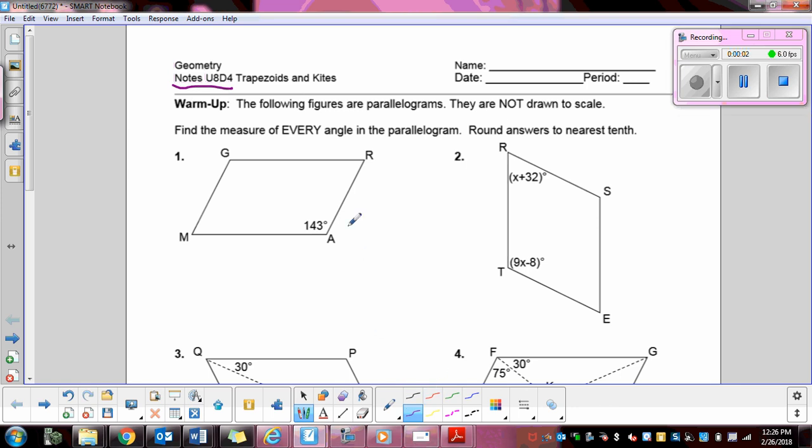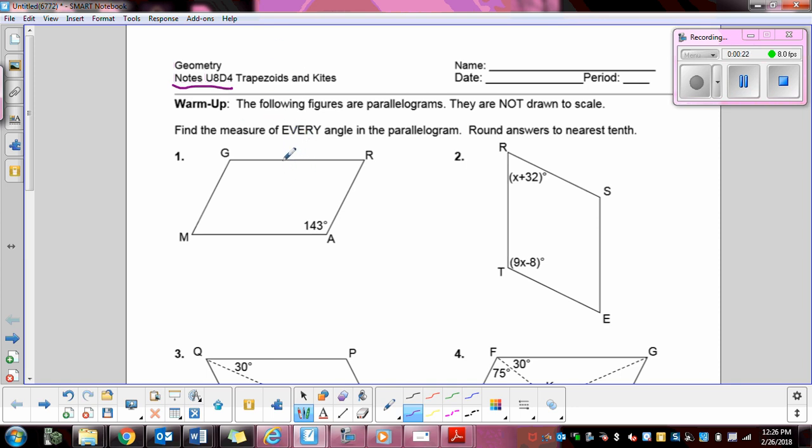Good morning, majors. So today we're going to go over Unit 8, Day 4, which are going to be different types of quadrilaterals. We're not going to look at parallelograms anymore. We're going to look at trapezoids and kites. So these are not parallelograms because the opposite sides are not always parallel.